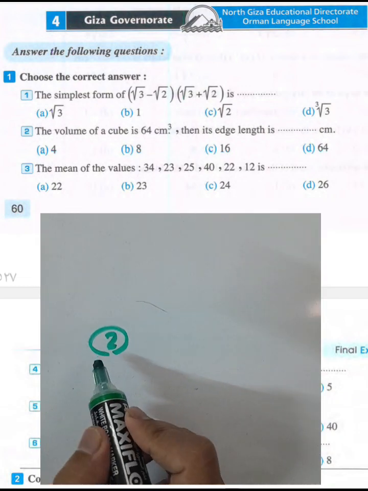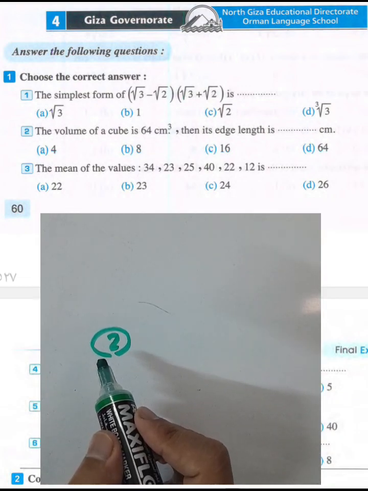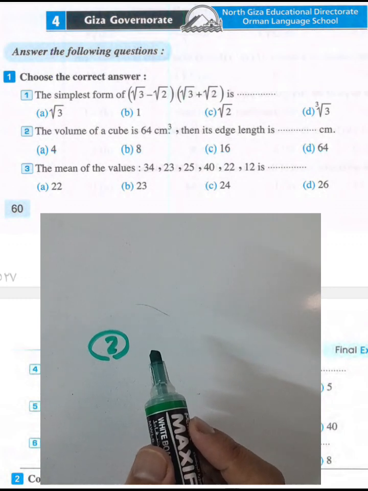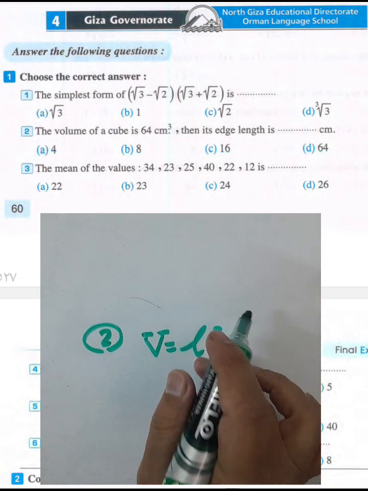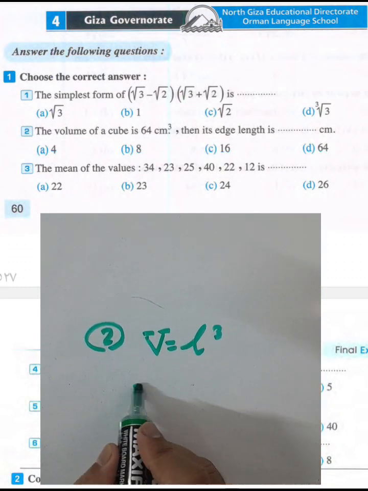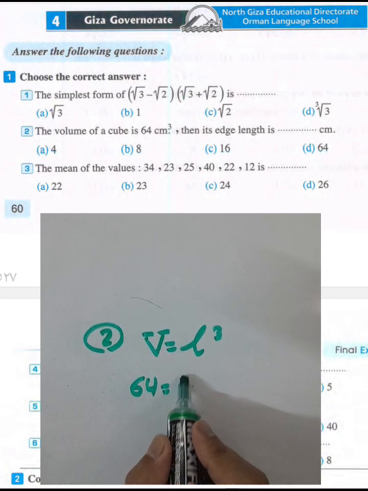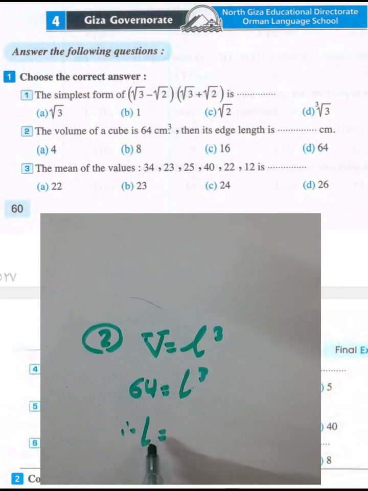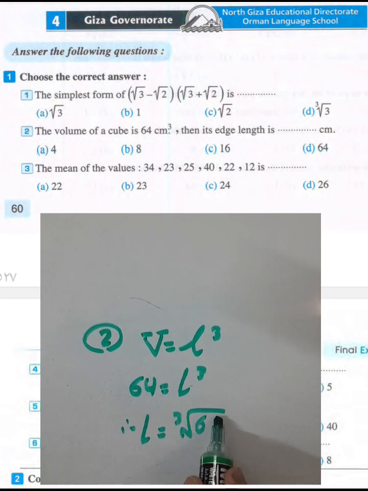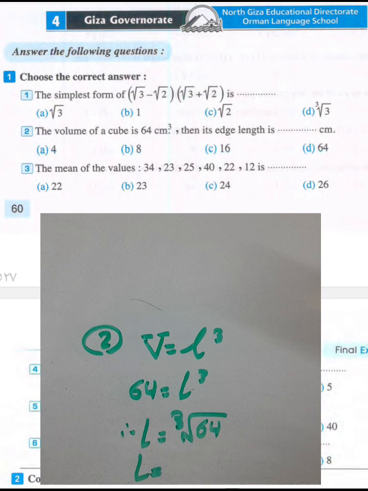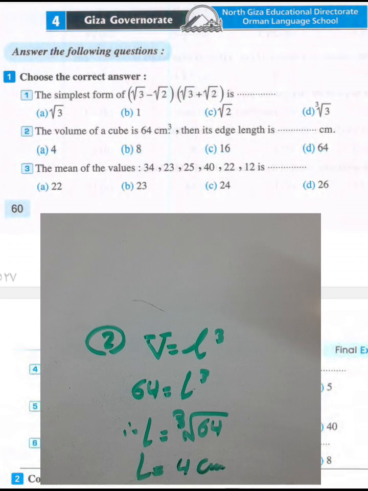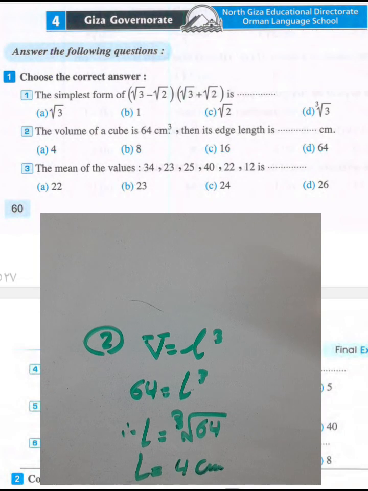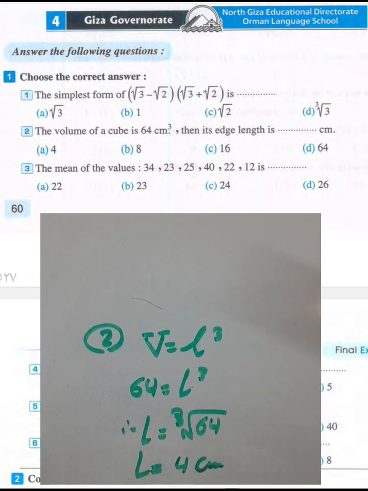Question number 2: the volume of a cube is 64 cubic centimeters, find its side length. We know the volume equals L power 3, and the given volume equals 64. So L power 3 equals 64, then L, the side length, is the cubic root of 64, which will be 4 centimeters. The side length here will be 4 centimeters. Okay, this question shows the answer letter A.